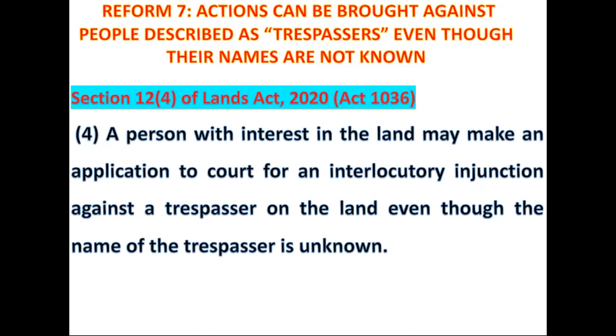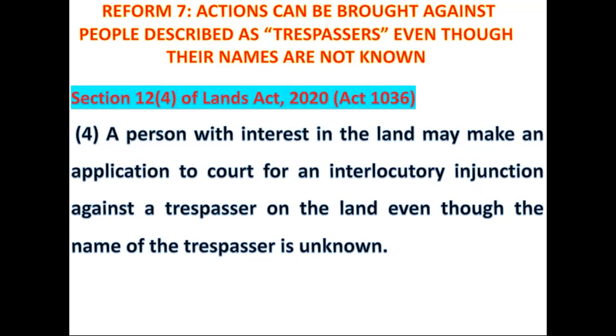Now, there's a reform introduced by the Land Act of 2020, Act 1036. And section 12, subsection 4, reads as follows, and I quote: a person with interest in land may make an application to court for an interlocutory injunction against a trespasser on the land, even though the name of the trespasser is unknown.